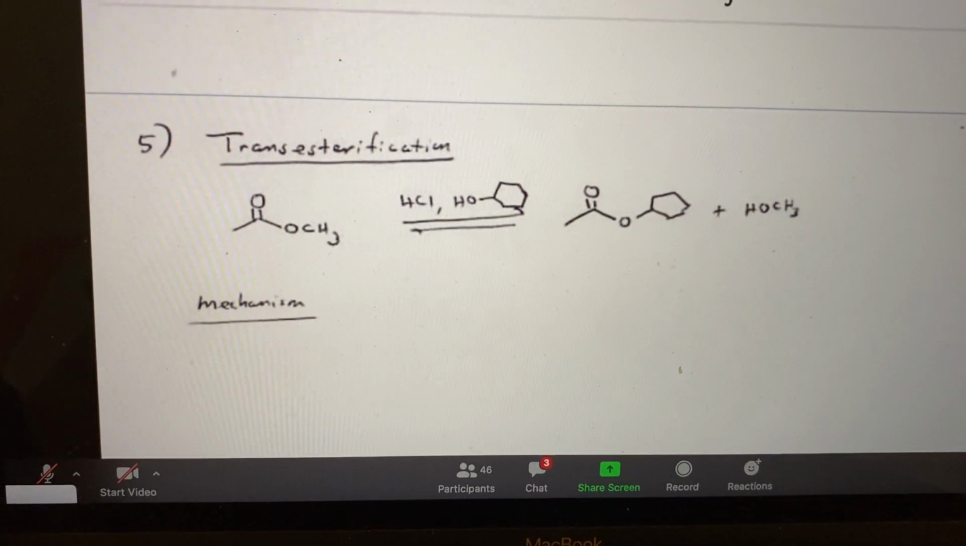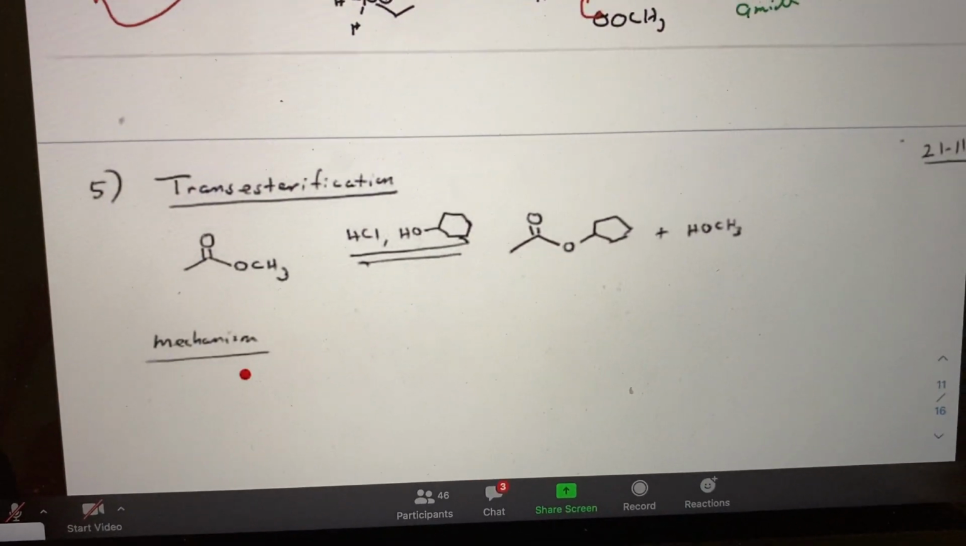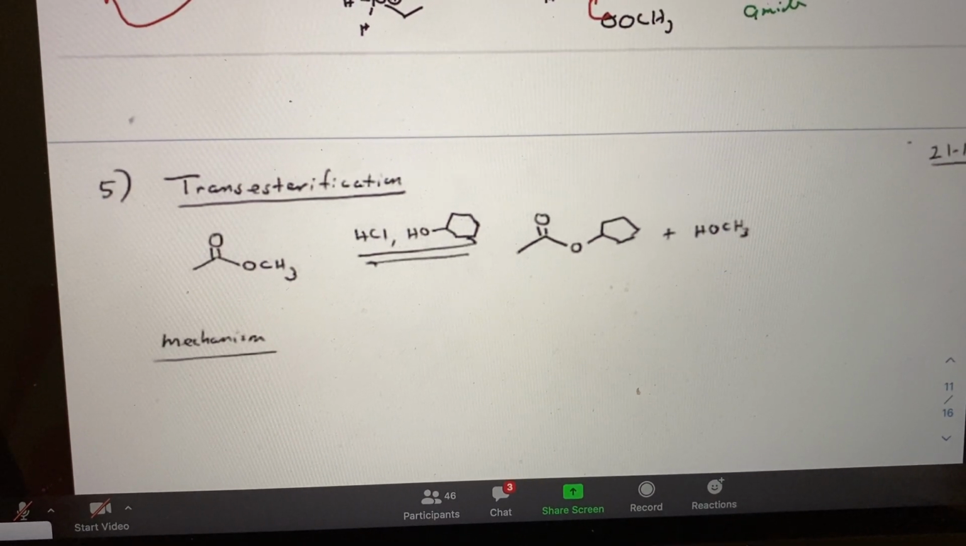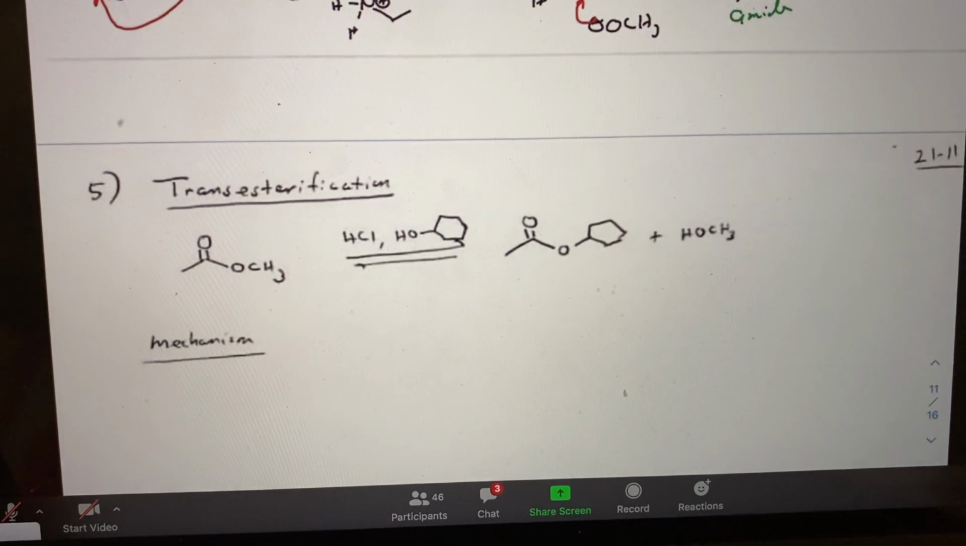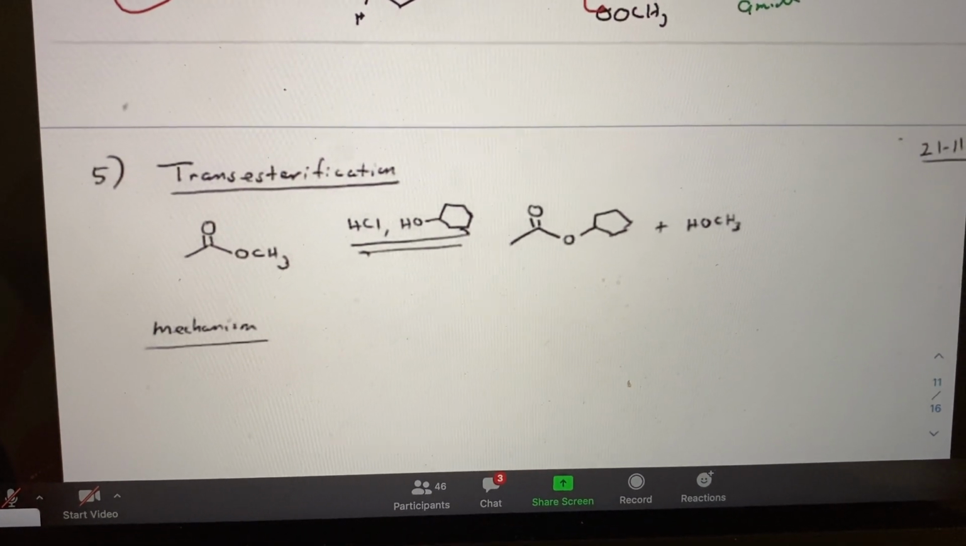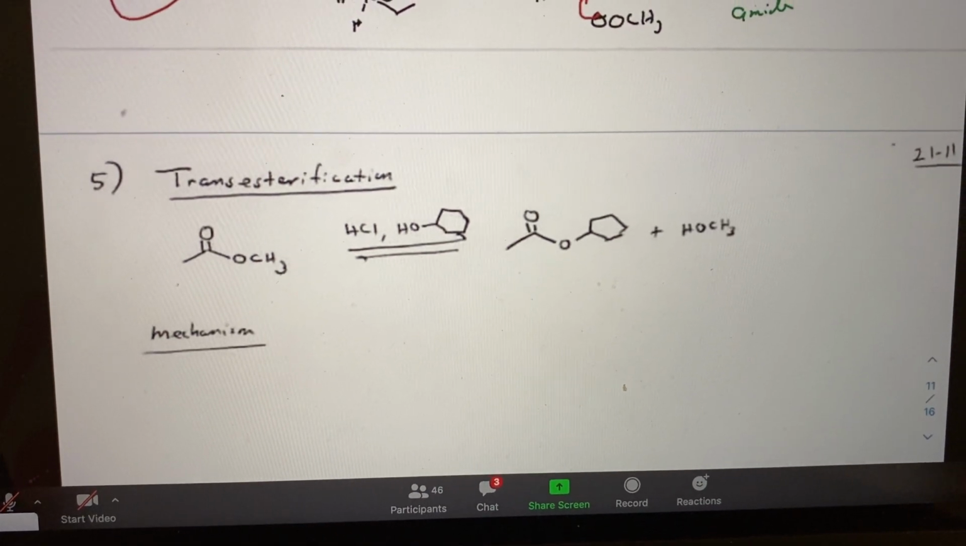So I'll be quiet for a minute here. I'll give you a chance, if you would please, to think about the mechanism for this reaction. It follows exactly what we've seen before. Notice we have just a little bit of acid and an alcohol. So I'll give you a head start: think about what the mechanism will be for this transesterification, and I'll start writing it out here in a minute.